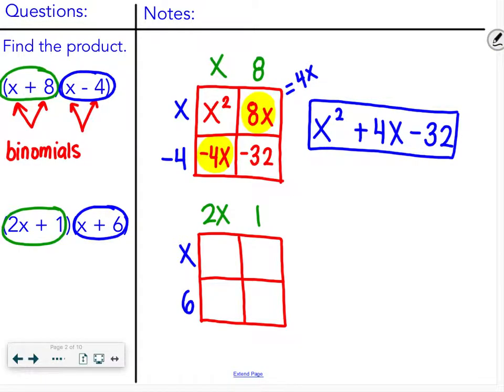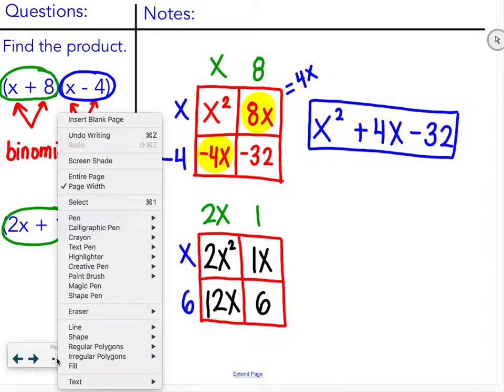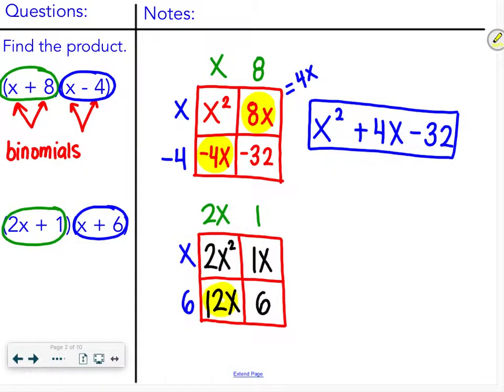And we're going to do the same thing. 2x times x is 2x squared. 1 times x is 1x, or just x. 2x times 6 is 12x. And then 6 times 1 is 6. We can combine the 12x and the 1x again. You'll always be able to combine those two boxes, on every single problem. So write your 2x squared first, add together 12x and 1x, which makes 13x, and then the positive 6.